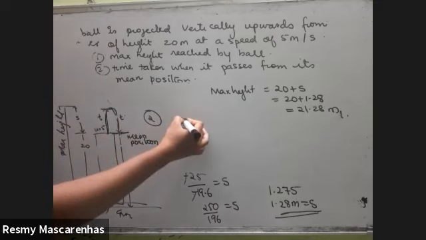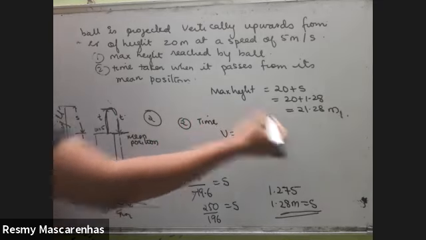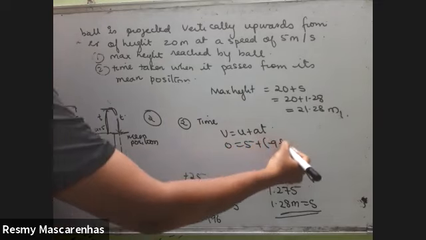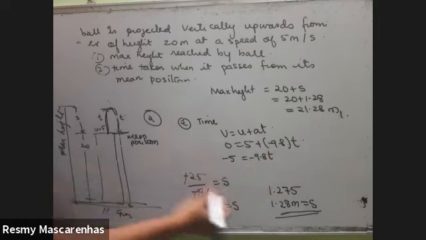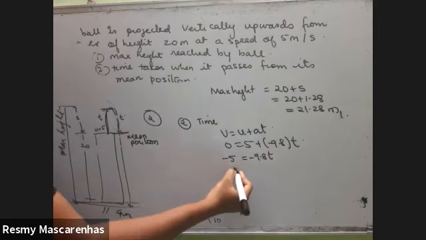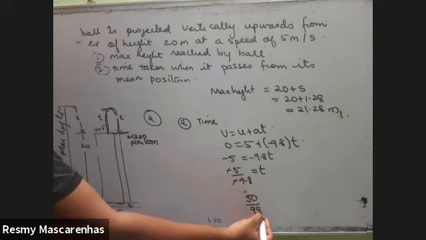So for the second one, we have to calculate the time. So v is equal to u plus at, we can use. V is anyway 0, u is 5, a is minus 9.8, and time we have to calculate. So minus 5 upon minus 9.8. Again, the decimal point I want to remove, so this will become 50 by 98.